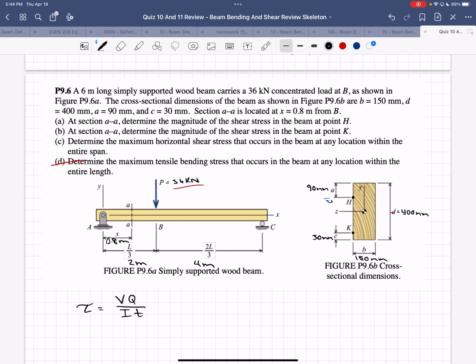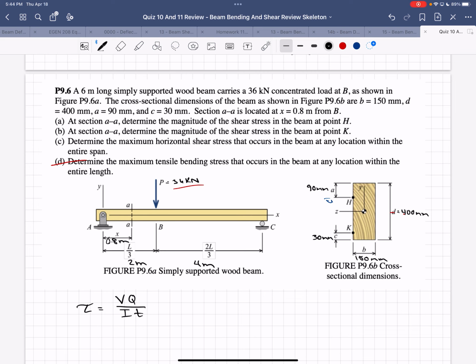Okay, so what are we missing in this equation? Q, but we know how to calculate that, right? What else are we missing? B, right? And I. So we're missing the whole thing. We don't have anything. We're missing it all. So we have to calculate all of it.